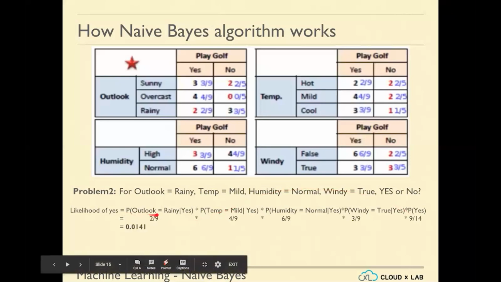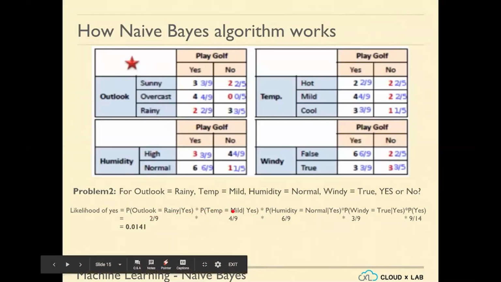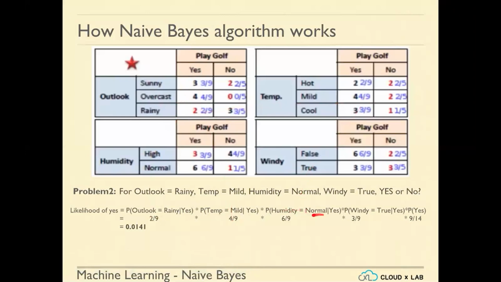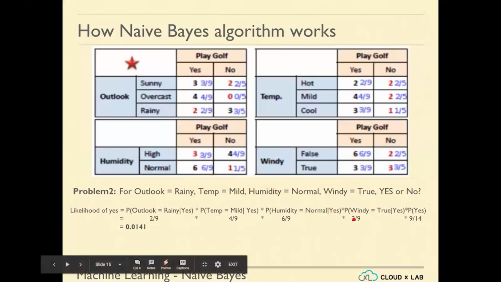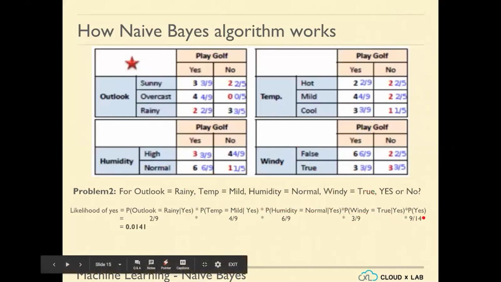So the probability of yes when it was rainy is 2 by 9, multiplied by the probability of mild temperature when it was yes, which is 4 by 9, the probability of humidity being normal when the game was played, which is 6 by 9, then multiplied by the probability of windy when the game was played, which is 3 by 9, and then the probability of yes, 9 by 14.